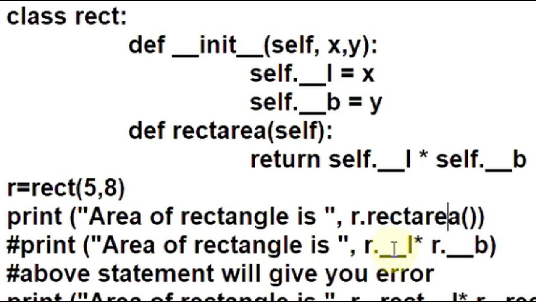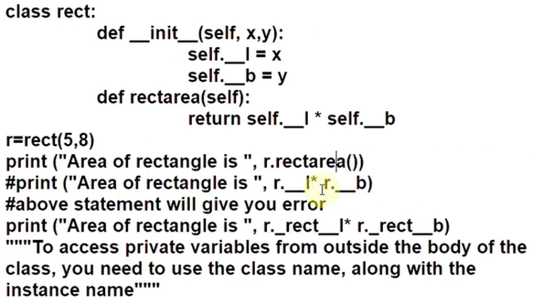Because in this line, you are accessing the private attributes in the main function, which is not possible, right? See, I have documented also, the above statement will give you an error. But what if I want to access the private attributes in the main function? You have to use the class name also. See, this is the object name, the class name, then you can use the private attribute.